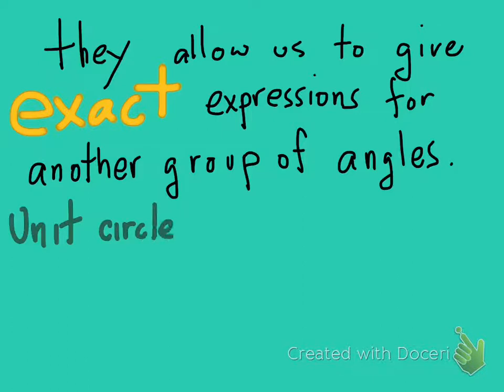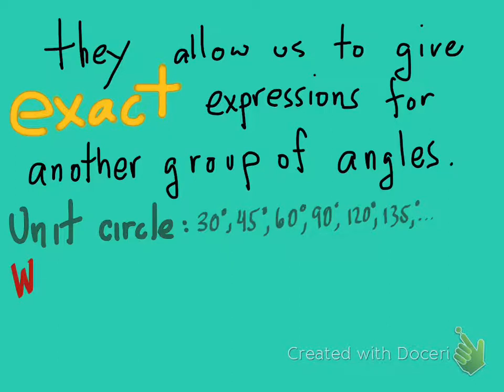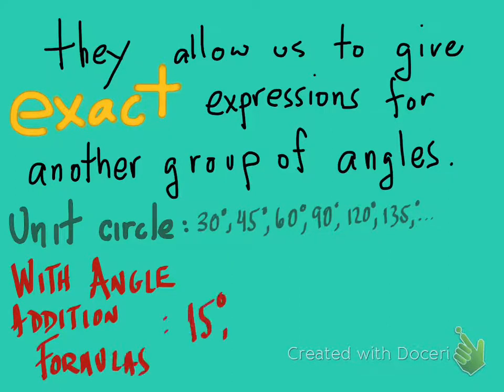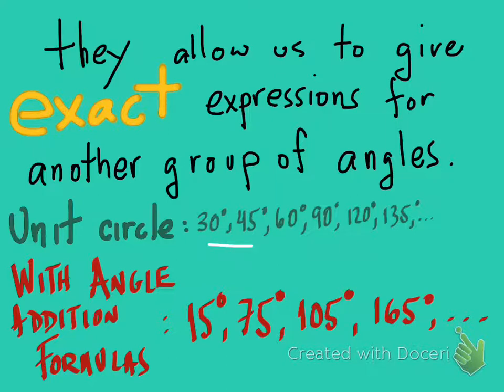So on the unit circle, we have these angles that we can get exact expressions for. But with the angle addition formulas, we have a way to get exact expressions for a whole other group of numbers, such as 15 degrees, or 75 degrees, or 105, 165, and then there's several others, by using sums or differences of these angles right here, 30 and 45, 45 and 60, etc. We can get these other exact expressions for more angles. Okay, so let's try that.